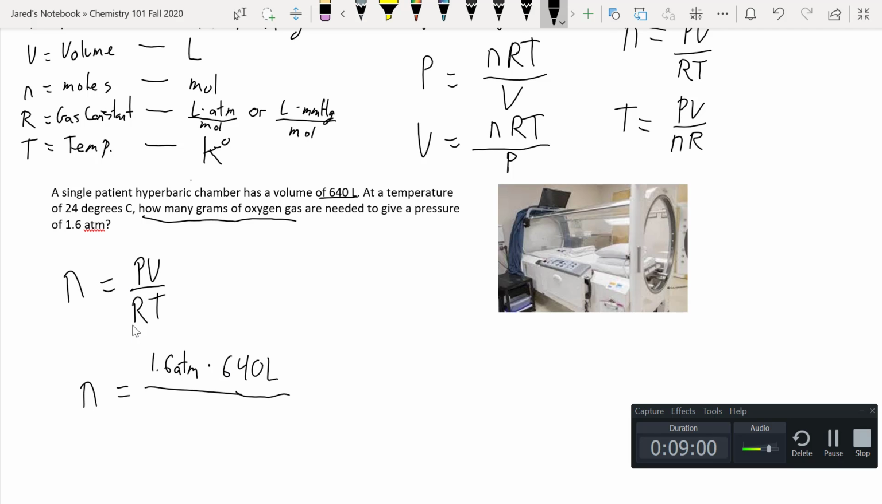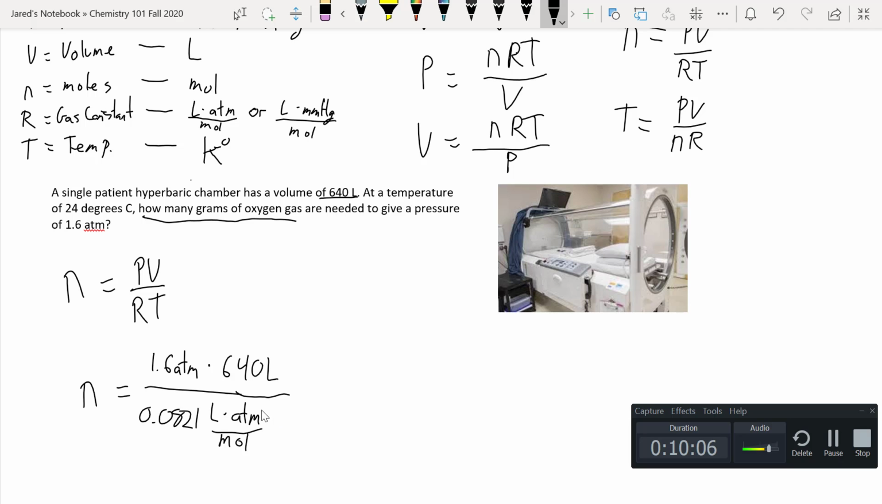And the next thing that we need is the gas constant, which is just a constant, it's something that you can just look up, but it is 0.0821 liters atm per mole Kelvin.